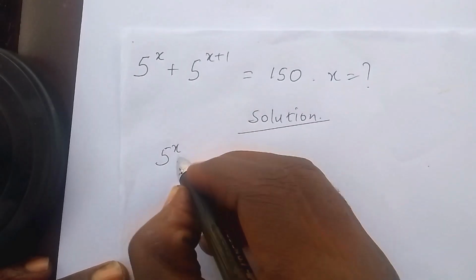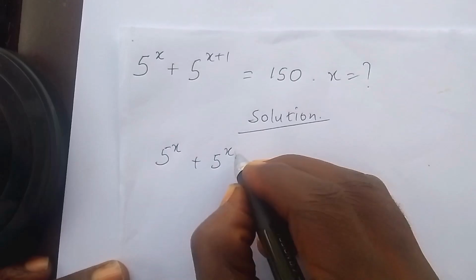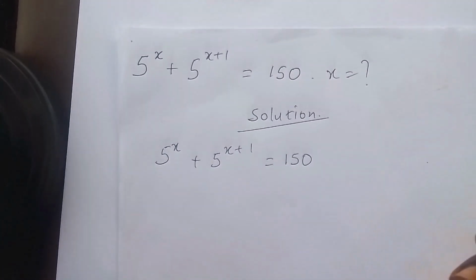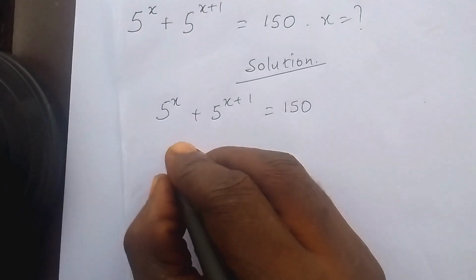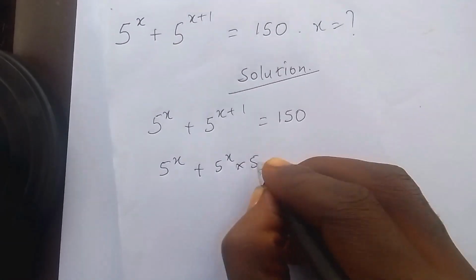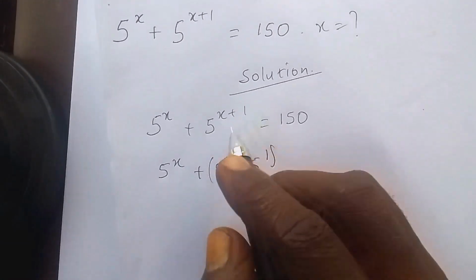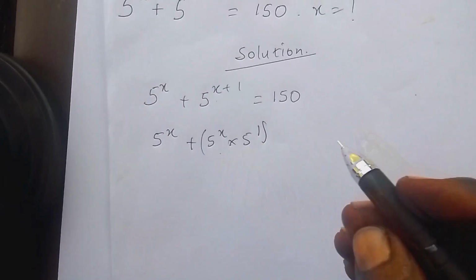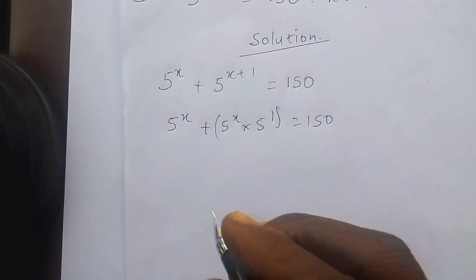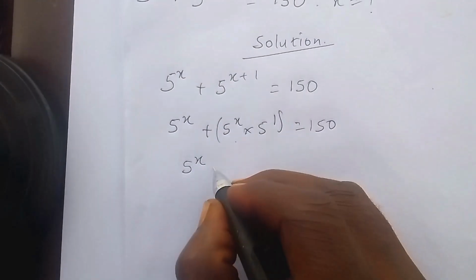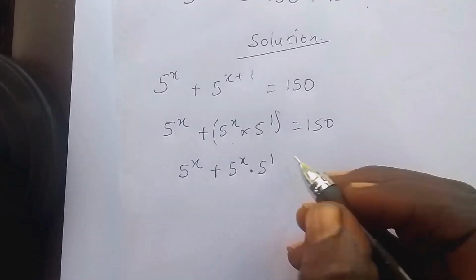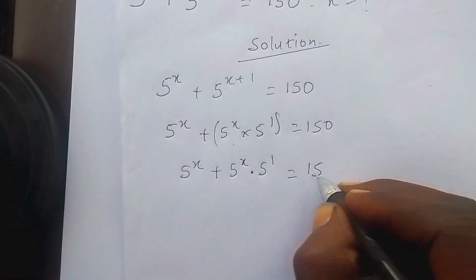So I have 5^x plus 5^(x+1) equals 150. From here, I can write this as 5^x plus 5^x times 5 to the power 1 equals 150, which I can rewrite as 5^x plus 5 to the power x multiplied by 5 to the power 1 equals 150.